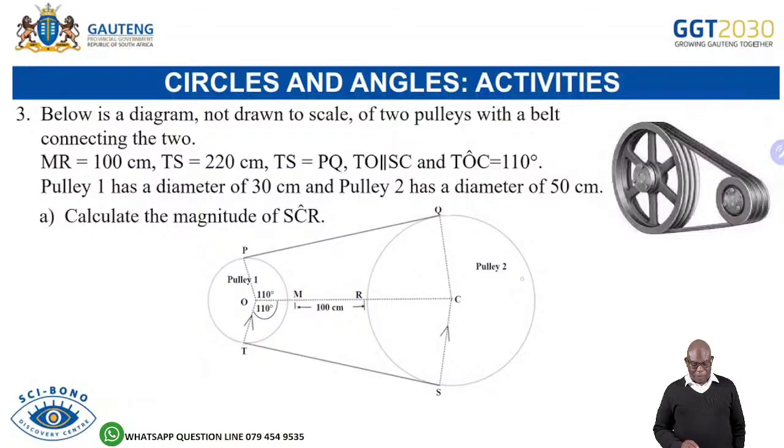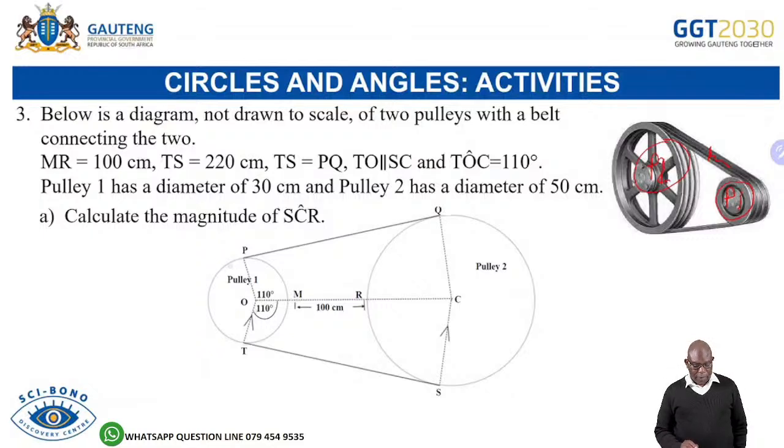Below is the diagram, not drawn to scale, of 2 pulleys. So you can see pulley number 1, and then I've got pulley number 2 there. Pulley 1 is the smaller one. Pulley 2 is the bigger one, with a belt connecting the two. So there's a belt here. Can you see the belt here? It's connecting the 2 pulleys.